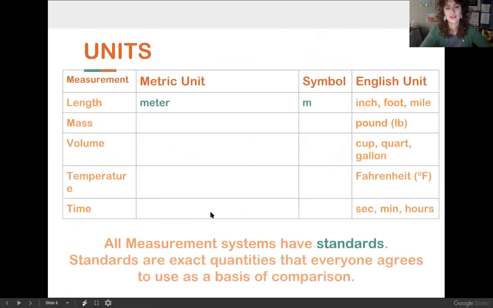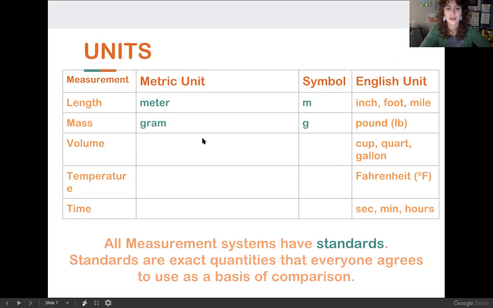All right, so find this chart in your notes. You have the orange sections are already filled in with the different types of measurement and what we use in America, the English unit. And we're going to fill out the 2 center columns for the metric unit and the symbol. So if we want to measure length, the standard unit that we use is called the meter, and it's denoted with the symbol lowercase m.